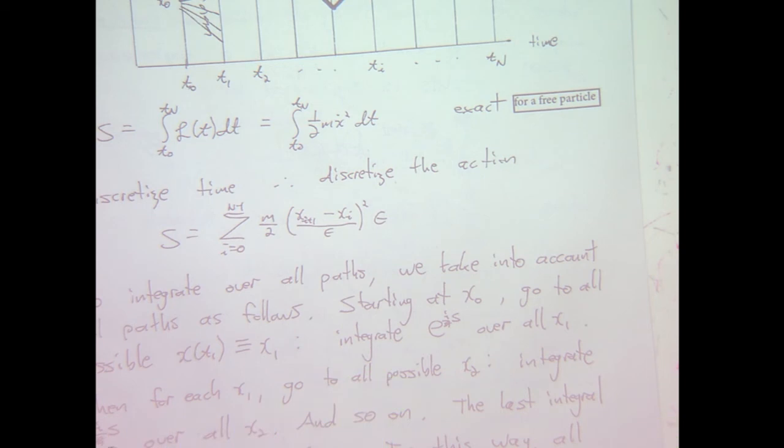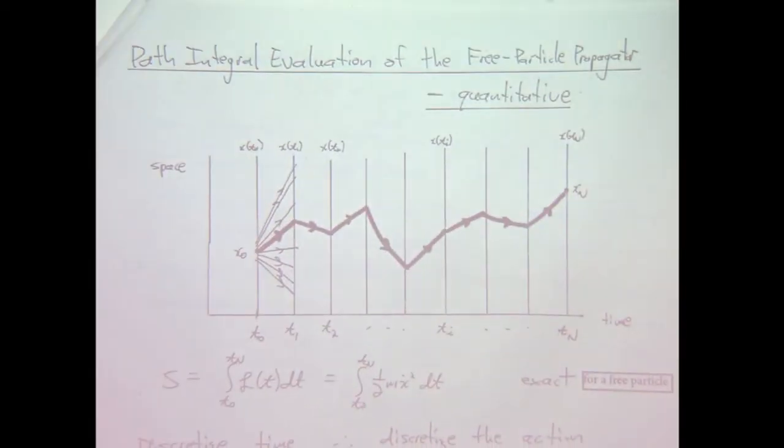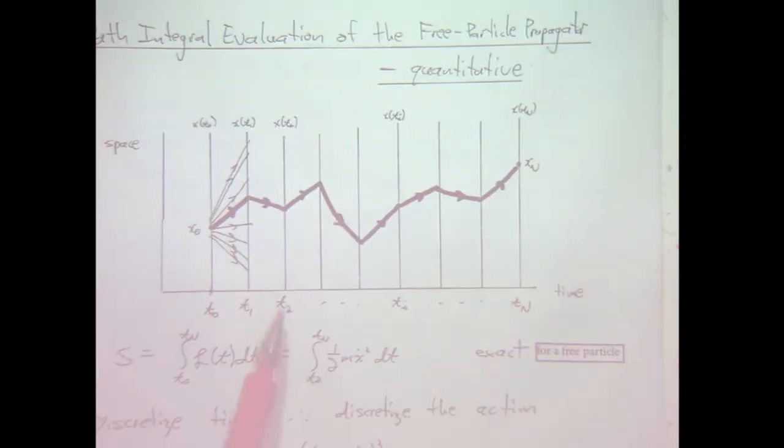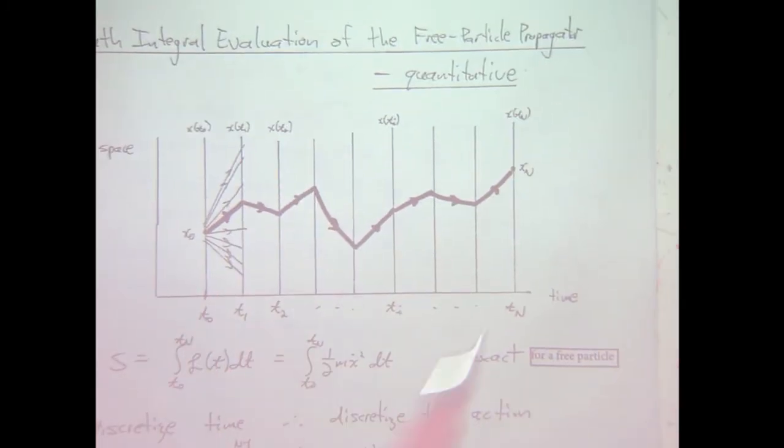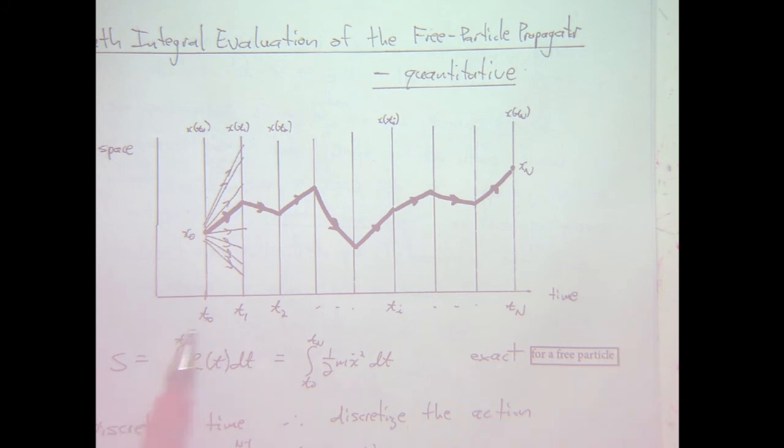Okay, so let's do this quantitatively. So the first thing to do is to slice up time in our space-time. Here's time, here's space. And slice up time into time slices from T0 up until Tn. And for argument's sake, we'll give them the same width. It doesn't matter.